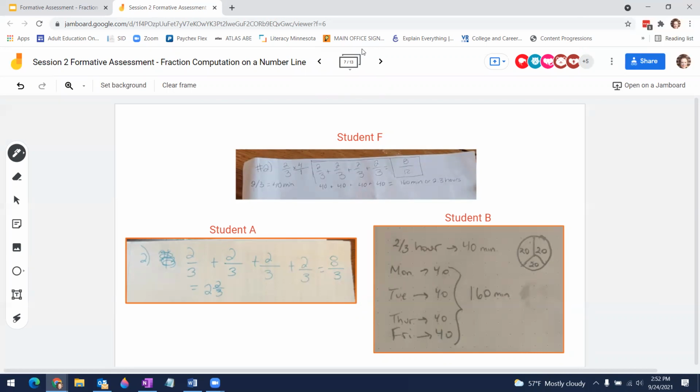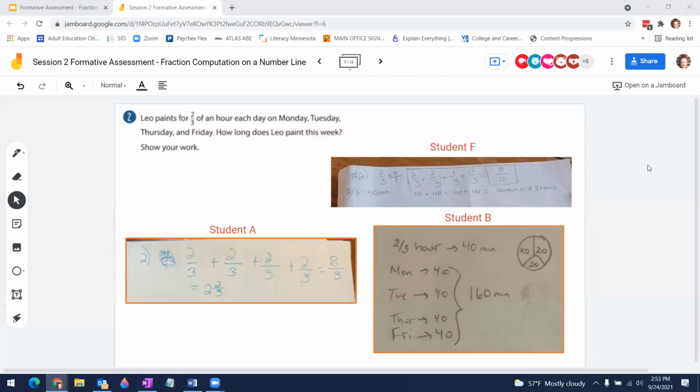I would probably start with student F just because they started with 2/3 times 4/1 as their first thing. And they went on to a number of different things, but maybe try to circle back to what were you thinking when you started this? Where did that come from? Thank you for sharing. Anybody else? Would you do the same? Would you do something different?